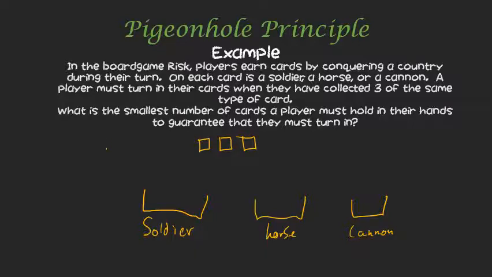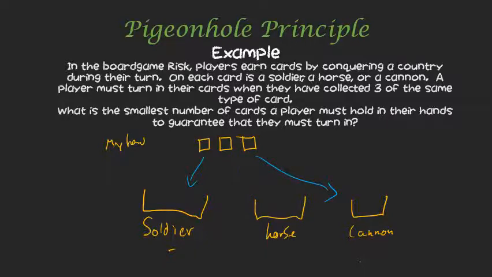So let's say I have three cards in my hand. So here's my hand up here. Let's say I have three cards. Am I guaranteed to have three of the same type of card? Well, the key here is guaranteed. Am I guaranteed? No, I'm not. I could have a soldier, a horse, and a cannon. So I'm not guaranteed. Right?